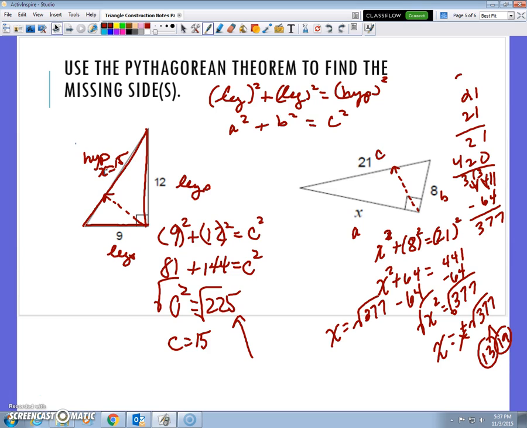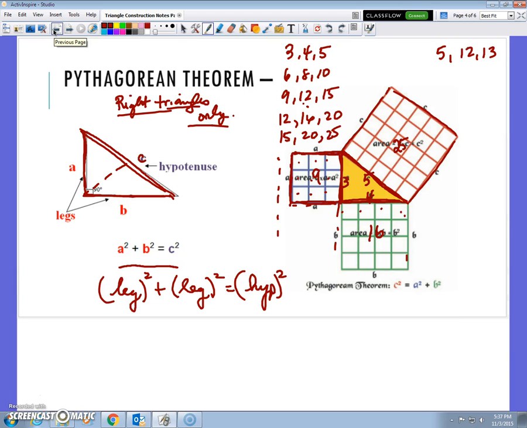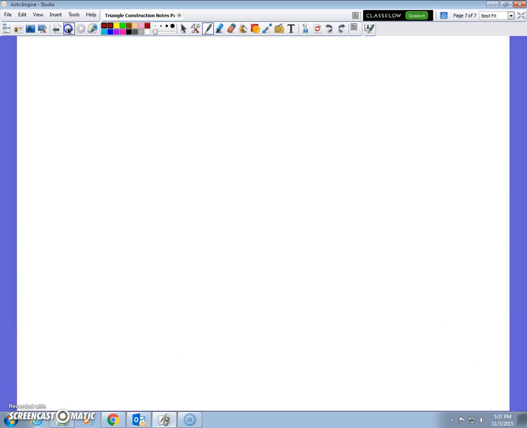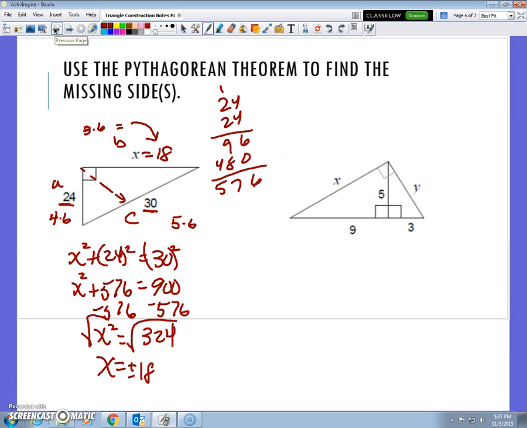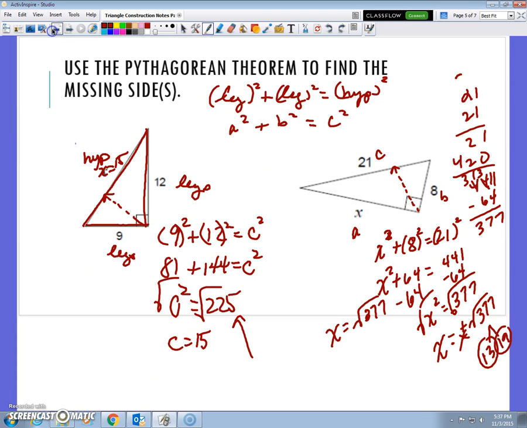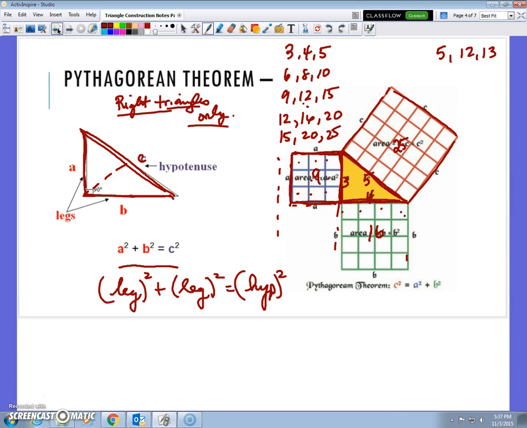So I was talking about those Pythagorean triples earlier. What do we do here? Oh. The next one would be 18, 24, 30. I just didn't go far enough. Okay, there we go.